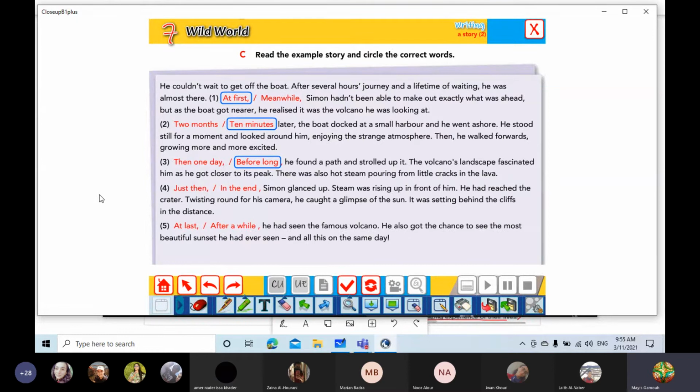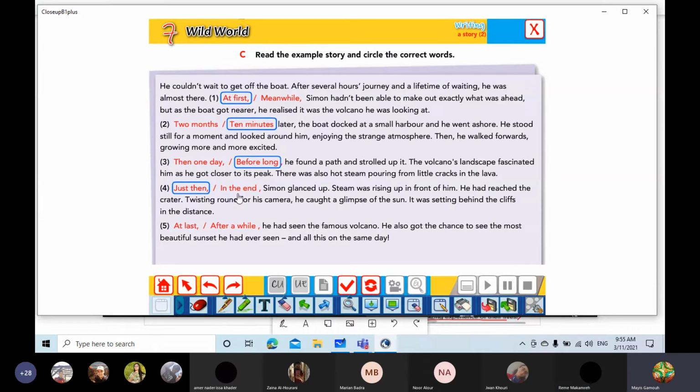Just then, Simon glanced up. Steam was rising up in front of him. He had reached the crater. What is it? Crater. He had reached the crater. Twisting round for his camera, he caught a glimpse of the sun. It was sitting behind the cliffs in the distance. Thank you, dear.